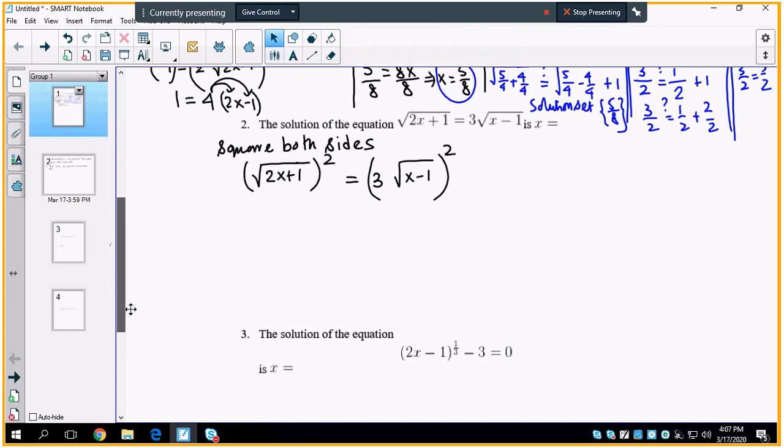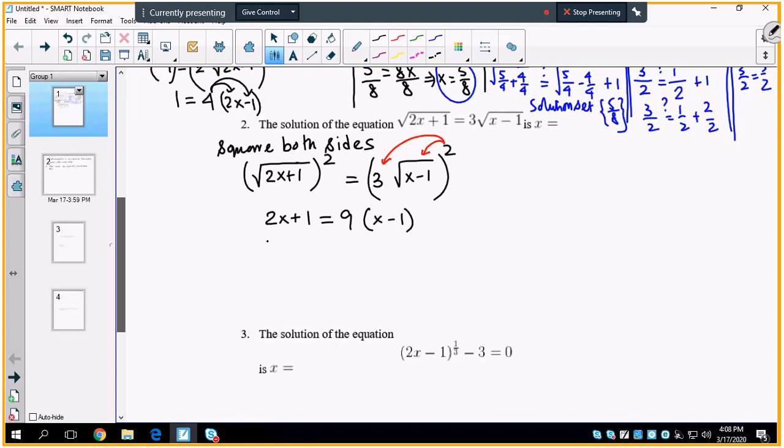Again, try to remind yourself, when you have 2 terms multiplied and there is a common power, the power distributes over both terms. Left hand side is simple. You cancel the square root and the square, you get 2x plus 1. Right hand side, first do 3 squared, which is 9. Then square root of x minus 1 squared is x minus 1. Simple linear equation. Distribute the 9, you get 9x minus 9.